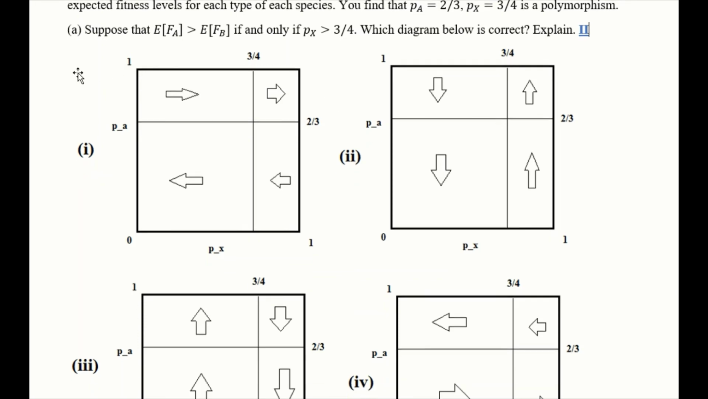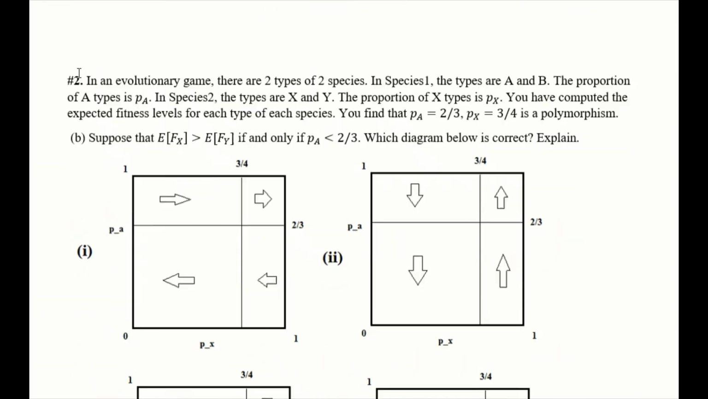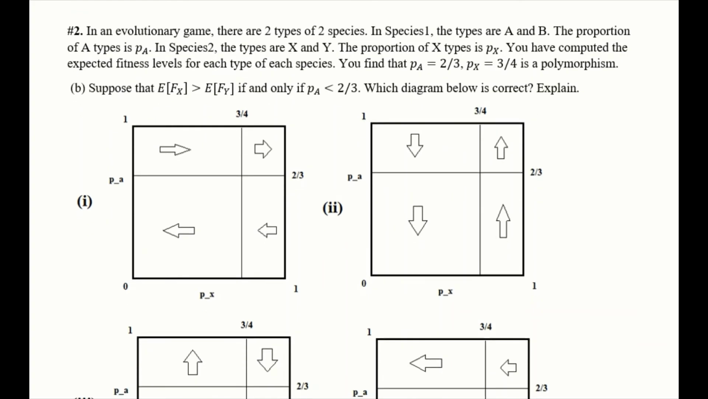Alright, that's part A. Moving on to part B. Same setup. Now we're looking at the other part of it. Let's say that X types are fitter than Y types if, and only if, PA is small. So which region of the graphs corresponds to PA being below 2/3?